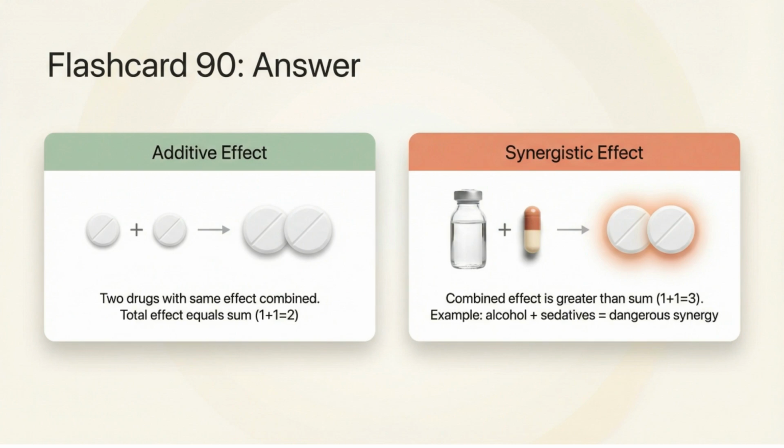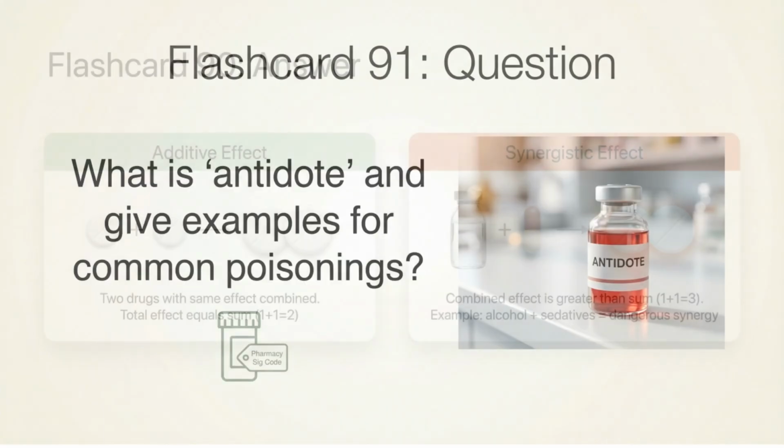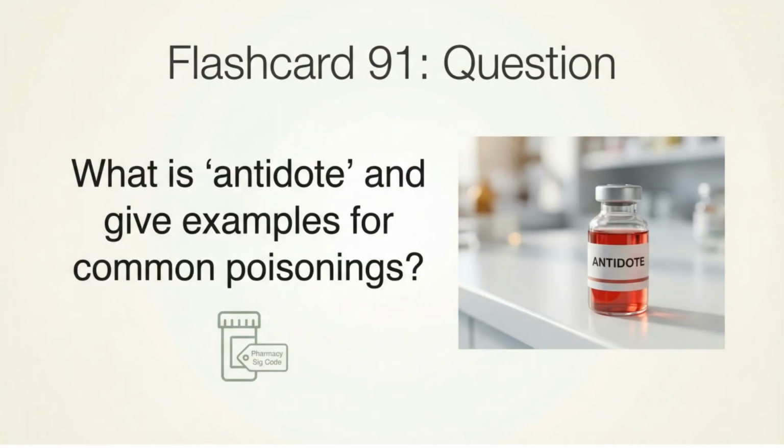The flashcard 90 answer defines two types of drug interactions. An additive effect is when two drugs with the same effect combine, where the total effect equals the sum. A synergistic effect is a combined effect that is greater than the sum, such as the dangerous synergy between alcohol and sedatives.